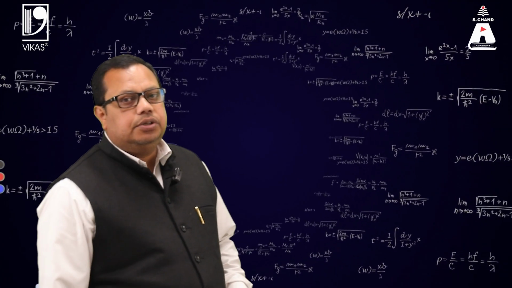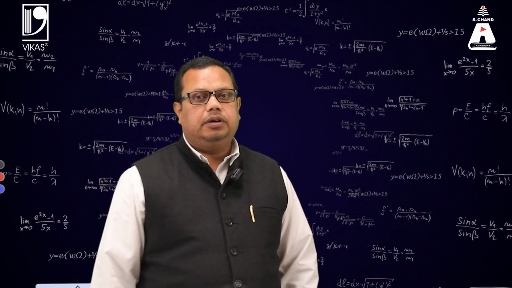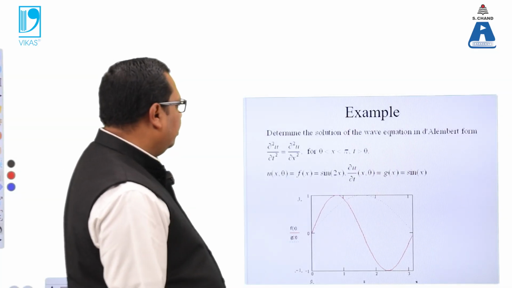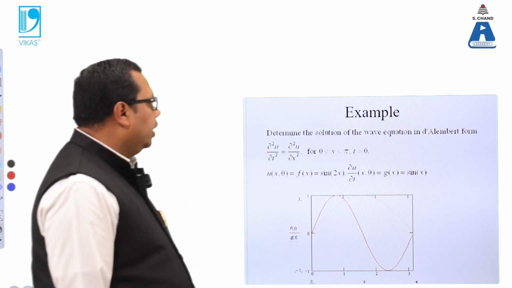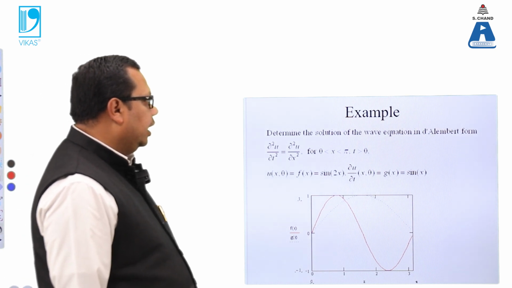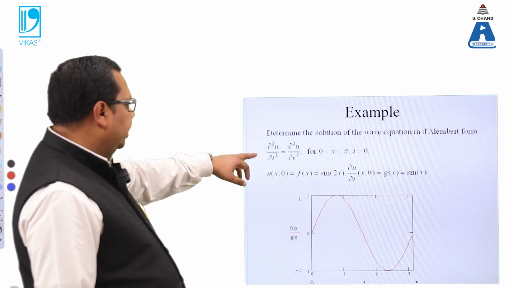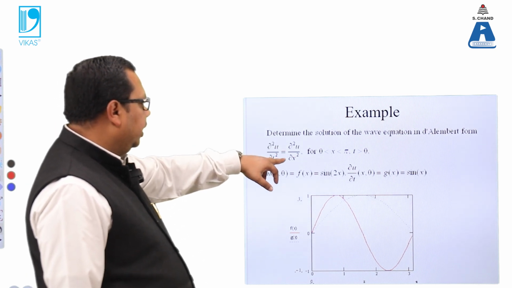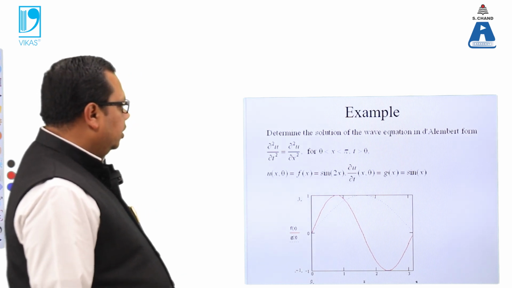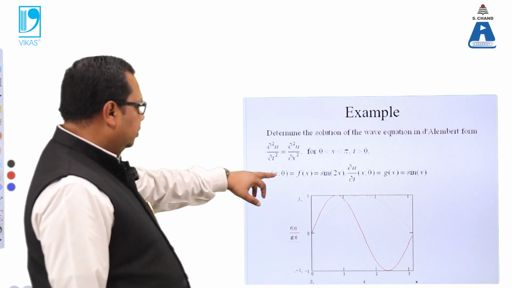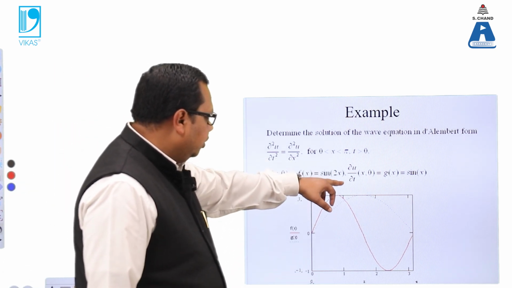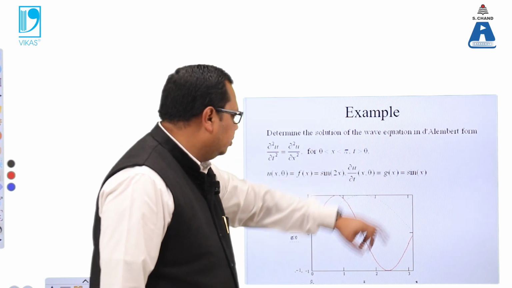Welcome back, students. Before the break, we learned about the wave solution. Now we will take some examples to learn how they are generally solved. Here we have to determine the solution of the wave equation in D'Alembert's form. It is given that d²u/dt² is equal to d²u/dx², where x is from 0 to pi when t is greater than 0. We can say that u(x, 0) is equal to f(x), which here is sin 2x, and du/dt at (x, 0), g(x), is sin x.